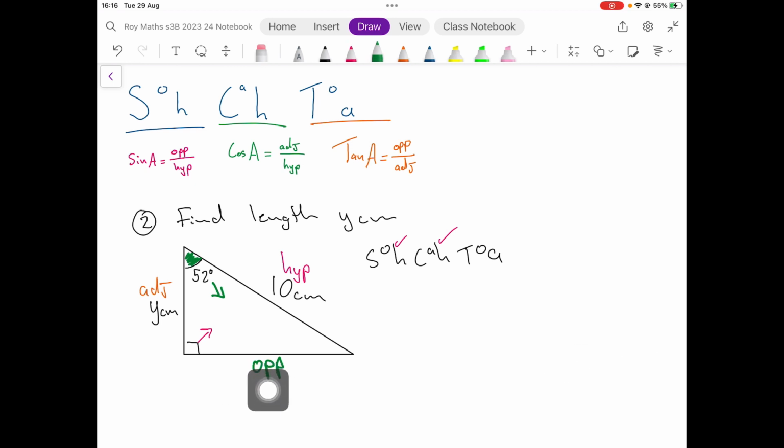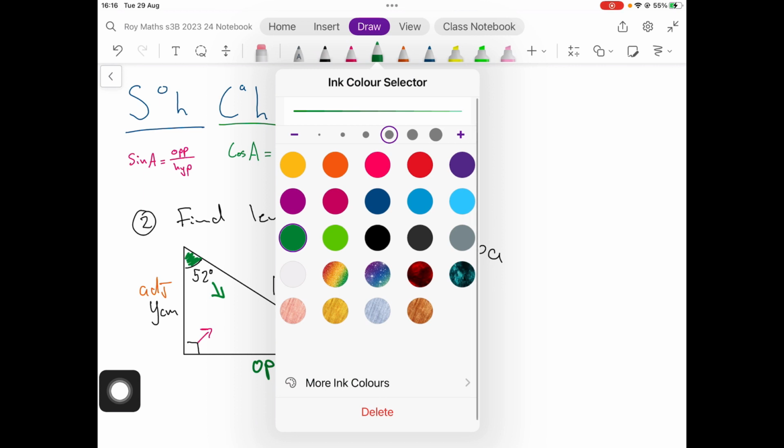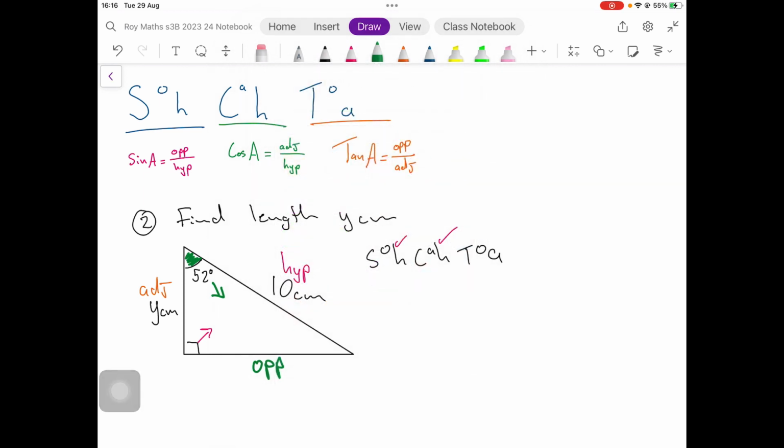Okay, but am I being asked to find it? No, I'm being asked to find the adjacent. So I won't be working with the opposite at all. So let's score out O. Now look at the adjacent. Do I know the length? No. But do I want to find it? Yes. So I need to work with this side, the adjacent. So let's tick A.